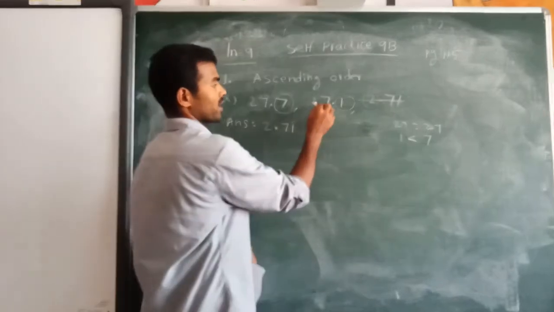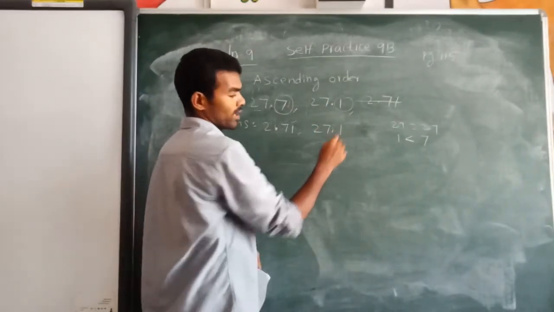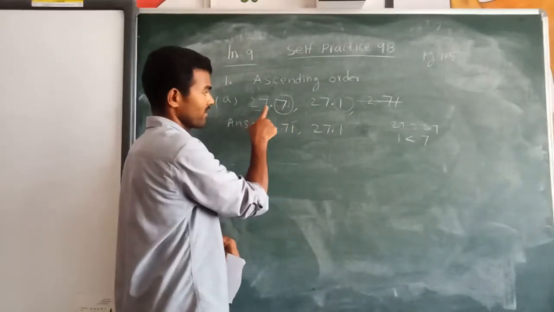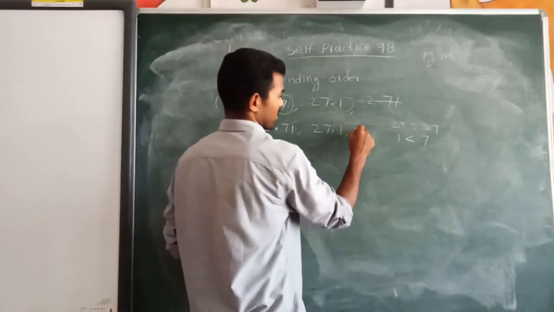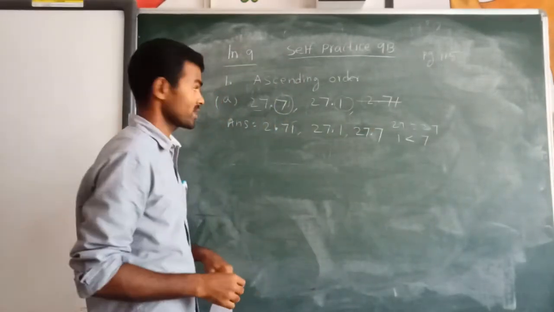So which number will we write now? 27.1. And the biggest number, 7 is big, yes, no? 27.7, this is the biggest number, 27.7.